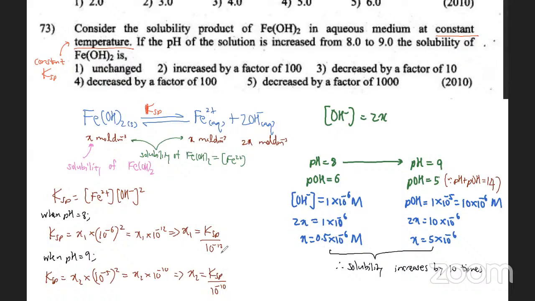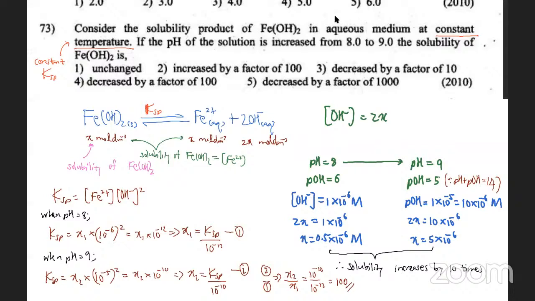This is how we have to do. First equation, second equation. So when I divide the second one by the first one, I'll be getting x2 over x1 equals, Ksp will get cancelled out, 10 to the power minus 10 over 10 to the power minus 12, which is 100. Increases by a factor of 100 is the correct answer.